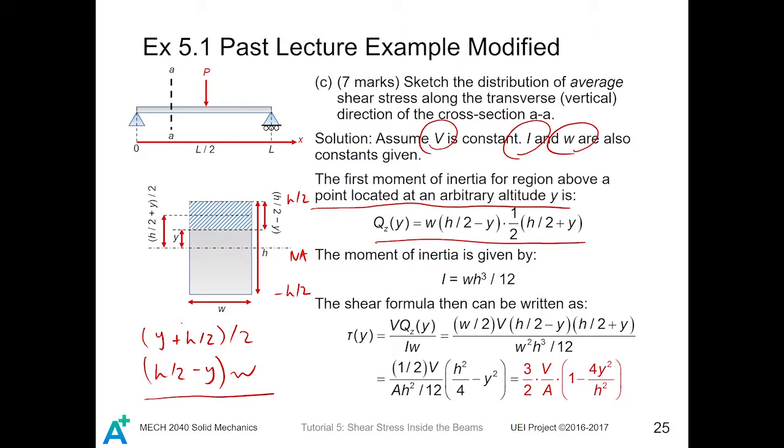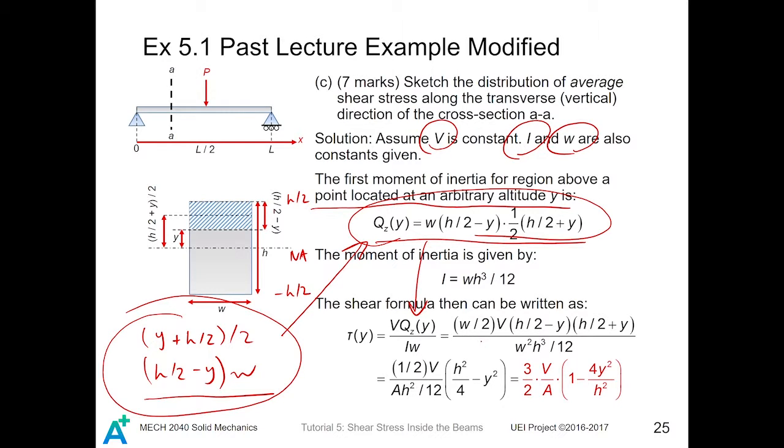So multiplying all those things together, we can get the first moment of inertia of the shaded region with respect to the neutral axis, which is w times h divided by 2 minus y times 1/2 of h divided by 2 plus y. Since the moment of inertia is given by wh cubed divided by 12, we substitute this value or first moment of inertia into our shear formula, which is located here, here, and here. So notice that we absorbed w and 1/2 into this term.